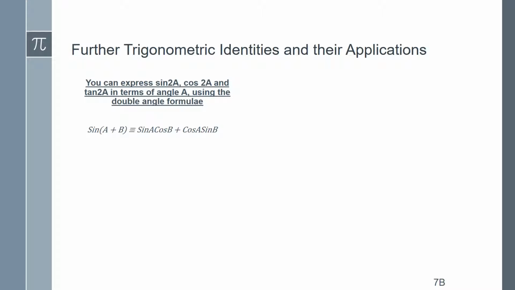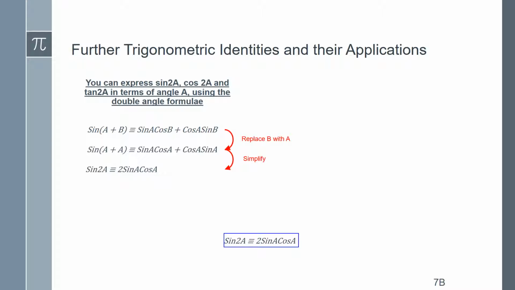Further trigonometric identity is a double angle formula. So we've already seen that sine (A plus B) is sine A cos B plus cos A sine B. So if we replace B with A, we get sine (A plus A) is sine A cos A plus cos A sine A. Or if we simplify that, sine 2A is 2 sine A cos A. So sine 2A is 2 sine A cos A is a double angle formula.